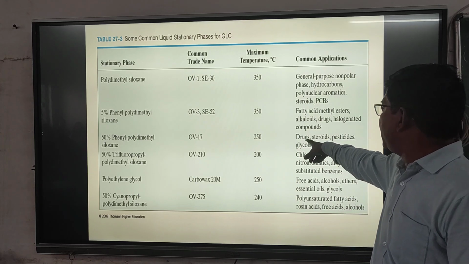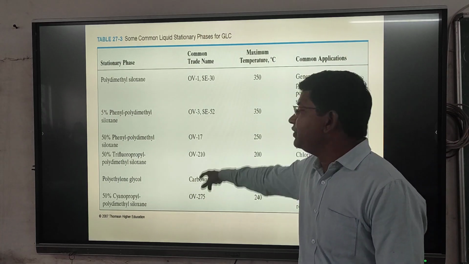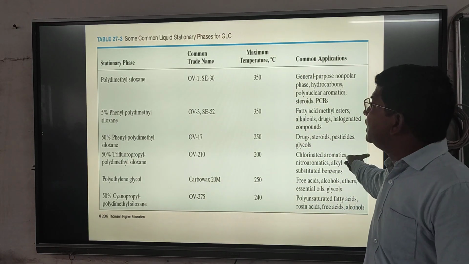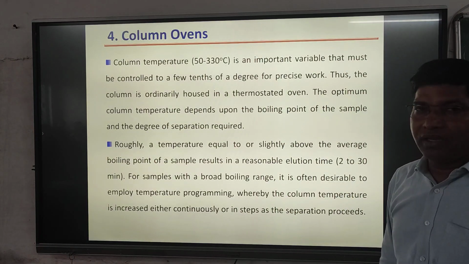If you want to separate drugs, steroids, pesticides, glycols, then we have to use an OV17 column. So these are the different commercially available columns. The next one is the column oven.